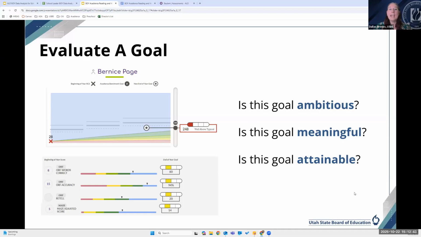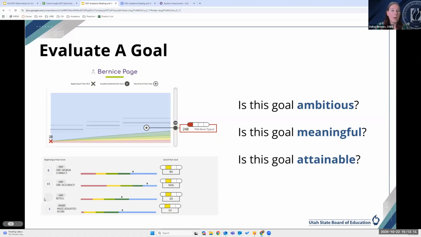And then if I look at attainable, so this student read at beginning of year 8 words. By end of year, my goal is to get them to 80 words. They also had a 15% accuracy at beginning of year, and I want to get them to a 94% accuracy by end of year. And then retail, so this student, the assessment was discontinued. They didn't read enough words. They have to read at least 10 words to retail.